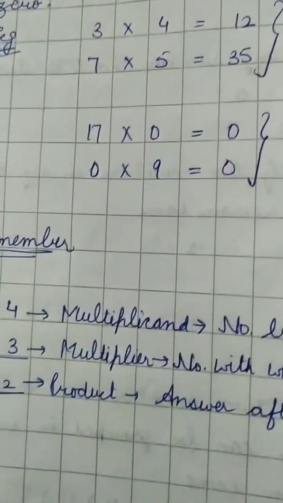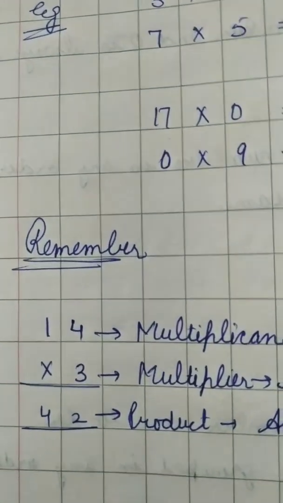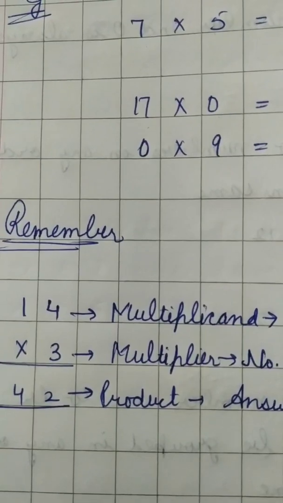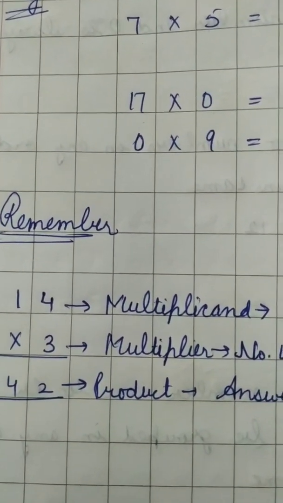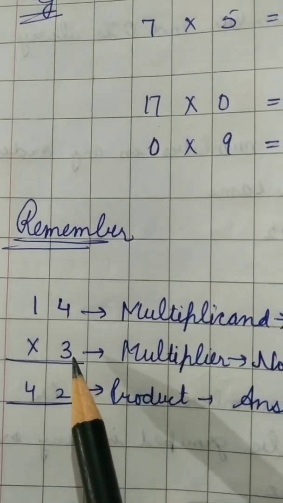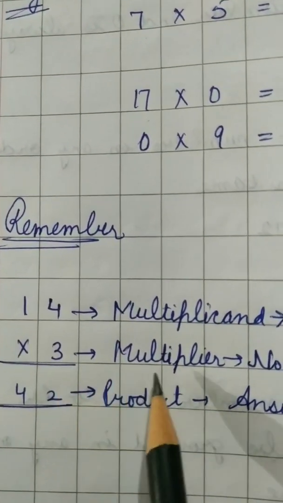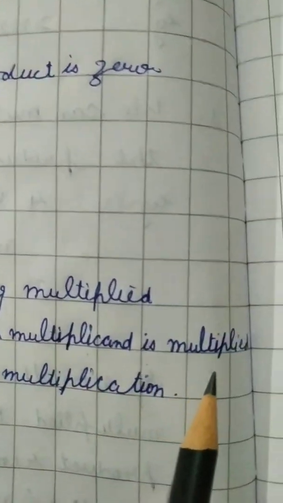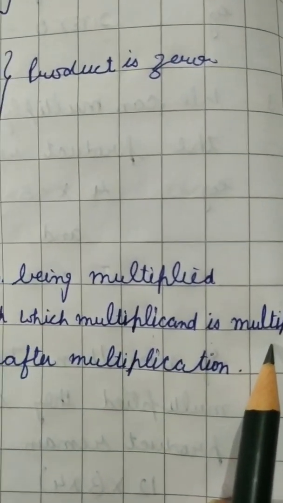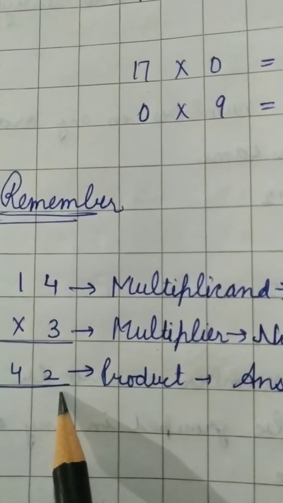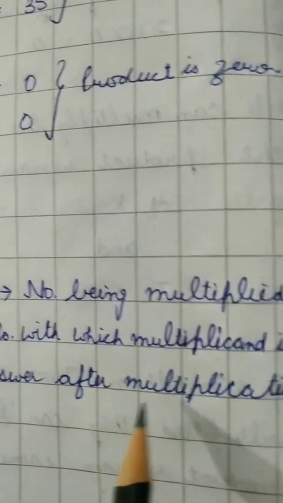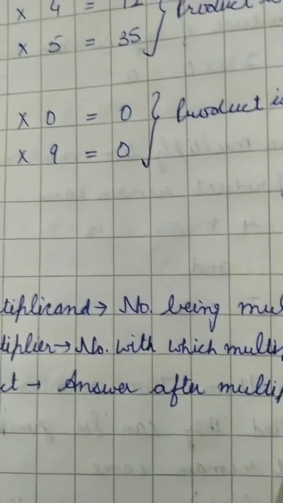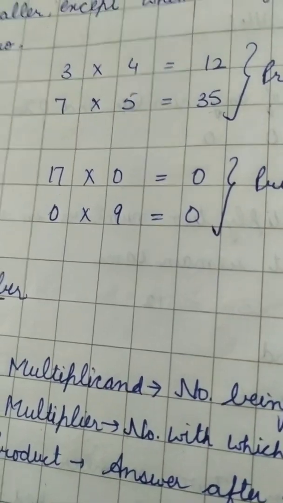Now remember, when we multiply we have some terms. The number which is multiplied is called multiplicand. The number whose table we speak, that is called multiplier. The number with which the multiplicand is multiplied is called the multiplier. The answer which we get is called product. Whatever we get after multiplication, that is the product. So these terms you have to remember, which can come as a fill up also.